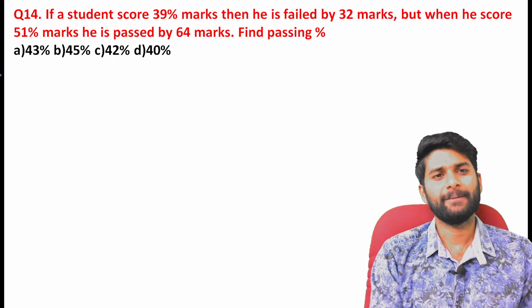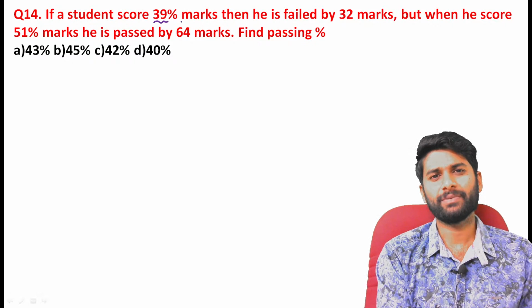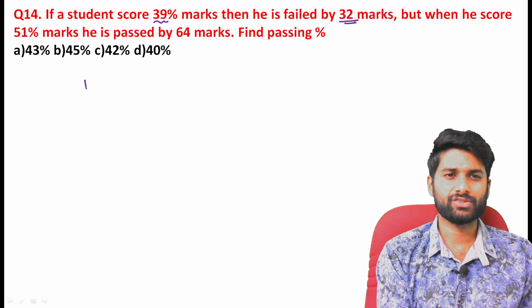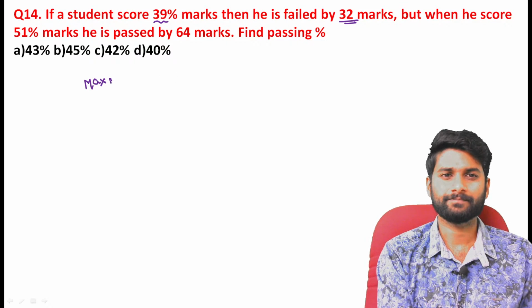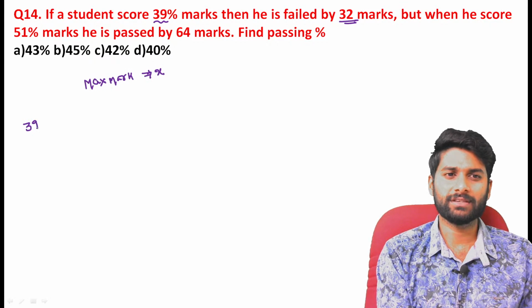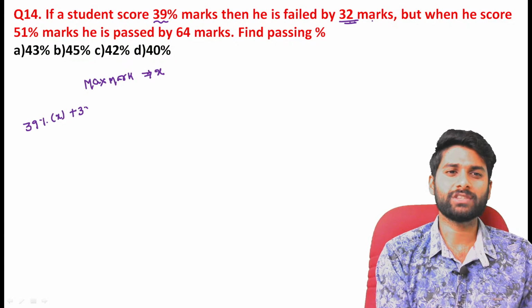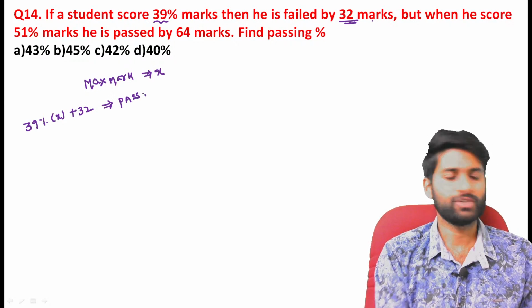Next. See, if a student scored 37% of marks, then he failed by 32. Now I just assume maximum mark, maximum mark I just consider as X. Now a person got 39% of X and he still failed by 32. Means if you get those 32 marks, definitely the person is pass. You need to understand the point.